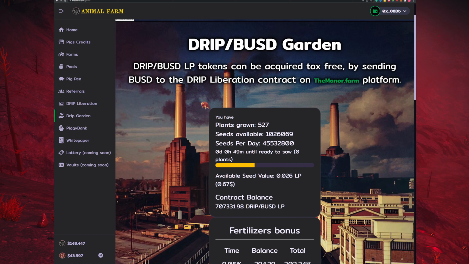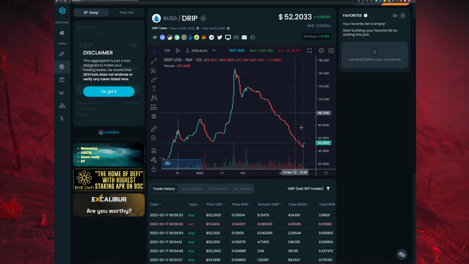But I was wondering, if I compounded once per day, did I see some type of punishment? Did I see some type of decline in my LP value per day more than what we were already seeing? Now, remember, DRIP has been on this downward trend. We think we're seeing an uptick here. We will see. We don't know for sure if this is the floor, but there's a lot of value, a lot of volume, I should say, hitting right now.